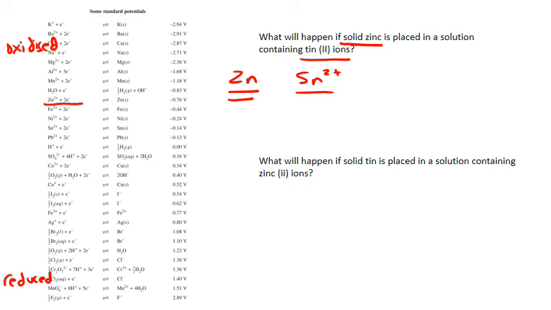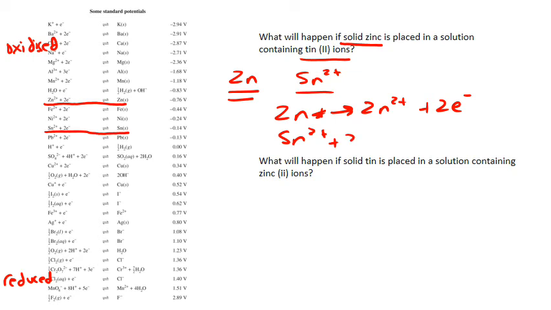Well, where are they? Here's zinc. Here's tin. Zinc is higher up. It is more easily oxidized. So I would expect that the zinc will displace the tin from the solution. And what's that look like? Zinc will form zinc 2 plus ions by losing 2 electrons. The tin will gain those 2 electrons to form solid tin. This is an oxidation reaction. This is a reduction reaction. And by explaining it, giving formulas, using the right words, and explaining how I got that from the table, that would show that I understand what is going on.